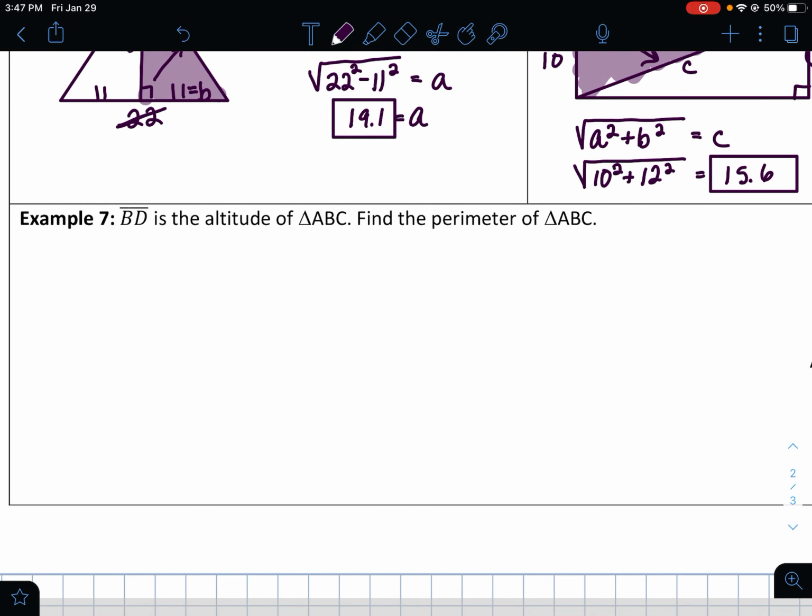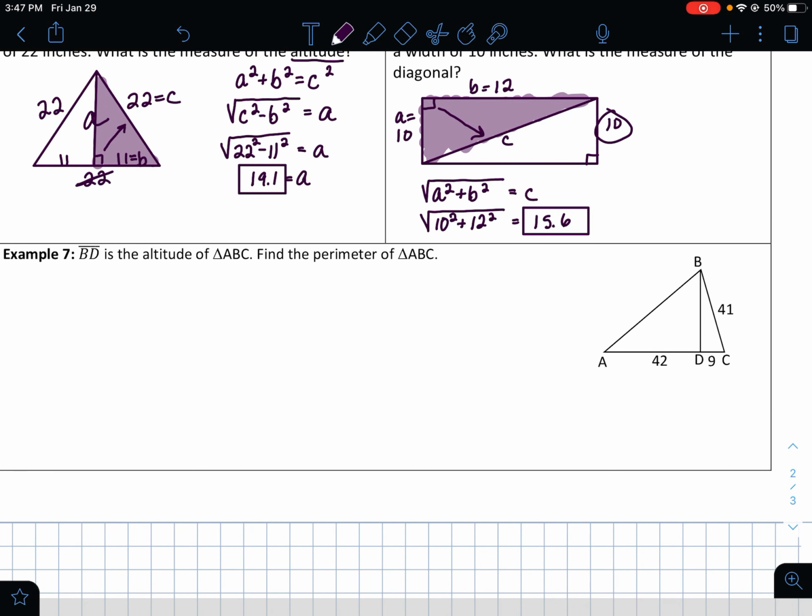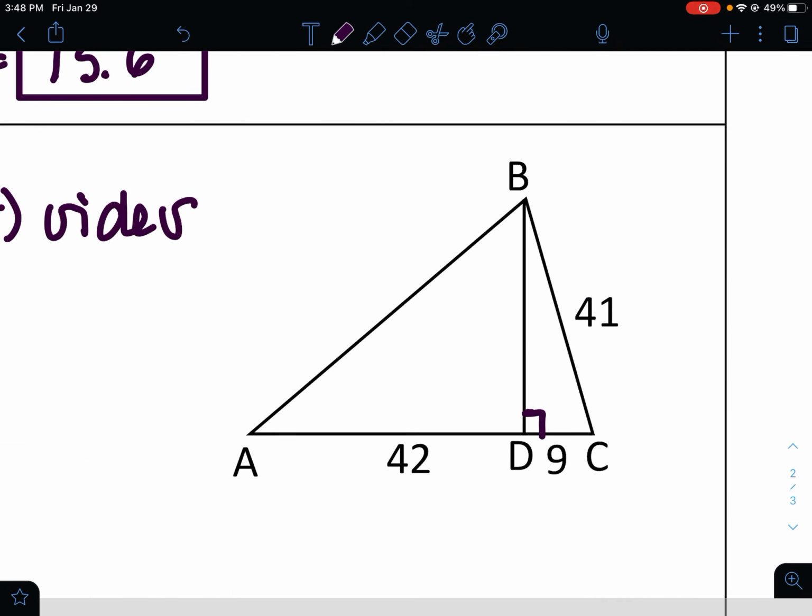BD is the altitude of triangle ABC. Find the perimeter of ABC, and it even gives us a picture over here. All right, so that's an altitude. We need to find a perimeter. A perimeter means all the sides, right? We add all the sides. I put exterior because some people might be tempted to add one of the inside segments, but you need to add all the exterior segments, or all the segments that are going around like that. We need to add those three.